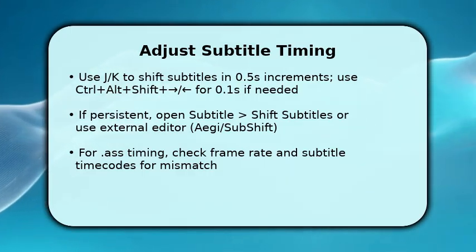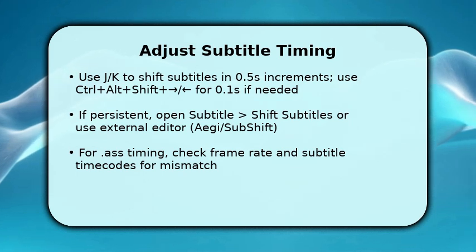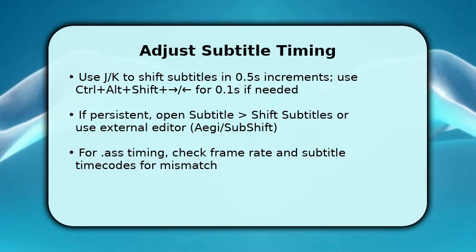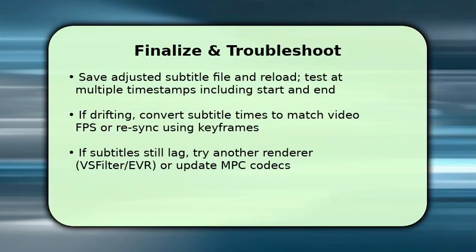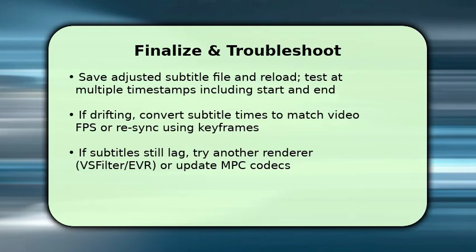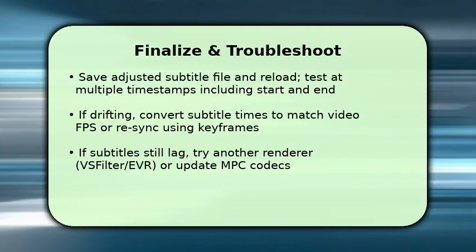Also check the subtitle file's timecodes versus the video frame rate, because a frame rate mismatch causes progressive drift over long videos. Finish by saving and reloading the adjusted subtitle file, then scrub to the beginning, mid, and end to confirm sync holds. If you notice drift, timing correct at start but off later, convert subtitle timecodes to match the video's FPS or resync segments around keyframes.